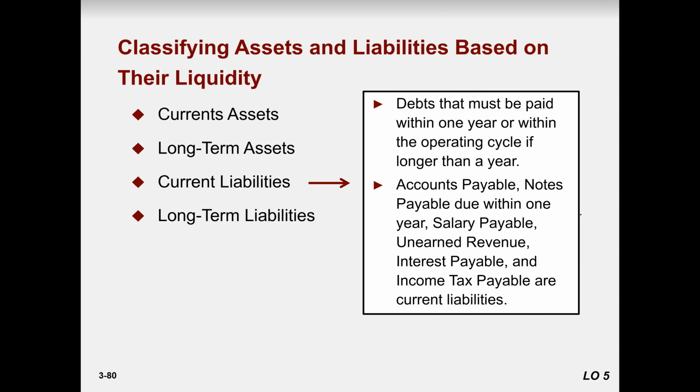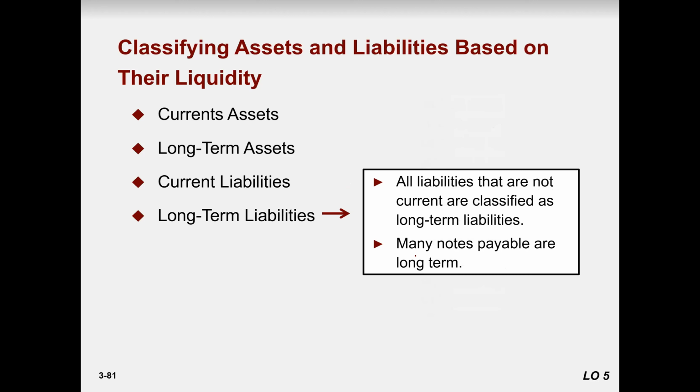Current liabilities, also whose life is less than or equal to 1 year, 12 months. Accounts payable, notes payable, salary payable, unearned revenue, right? Interest payable, income tax payable. Also the current portion of long-term debt, that is how much from long-term debt this year we are going to pay. And long-term liability, all the liabilities that are not current liability or whose life is greater than 12 months or 1 year. Right? Many notes payable are long term, but the question will mention whether the note is long-term or short-term. Okay.